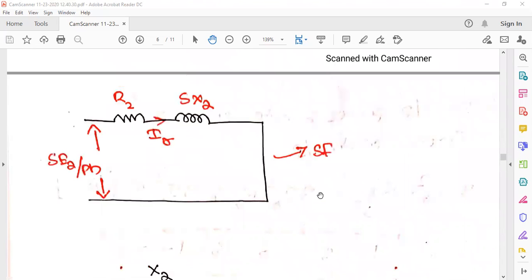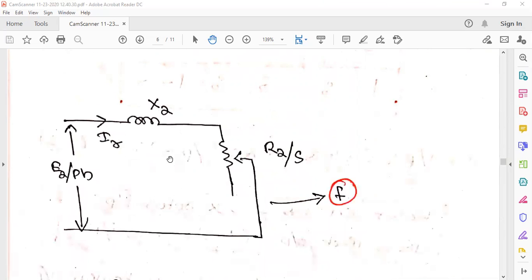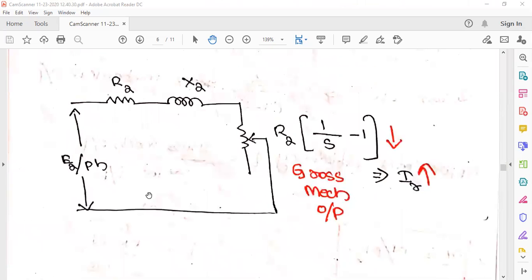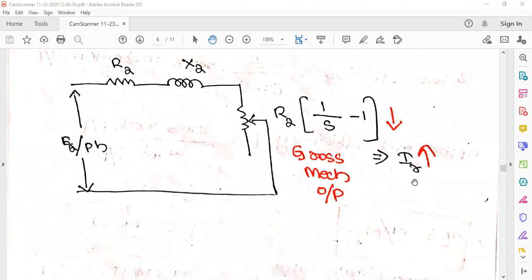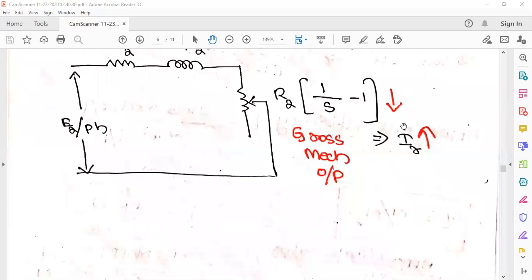So finally we are at this equation. The rotor side will be S E2 per phase, R2, S X2, at slip frequency. This is the equivalent circuit in terms of the slip frequency. From there we substitute E2 per phase equal to IR into the impedance, with resistance R2 by S, and then adding R2 and subtracting R2, we get R2, X2 and R2 into (1/S − 1). We have seen that the overall rotor current increases when this term decreases. We saw that in the earlier case.